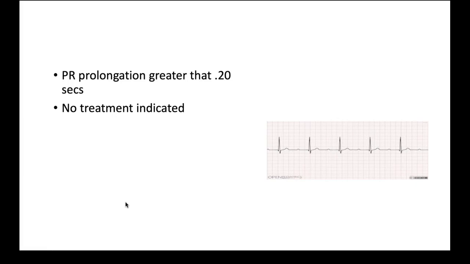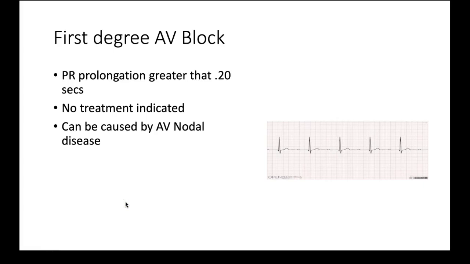But you do need to keep in mind that there is some kind of disease going on in the AV node because it is an abnormally long PR interval. So in your mind, you should be thinking, I should be avoiding AV nodal blockers in this patient. So this patient, you probably don't want to have them on beta blockers. And you really have to watch that PR interval because it can progress into other blocks. This is a first-degree block.